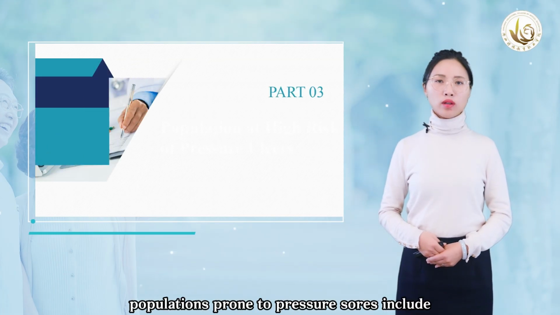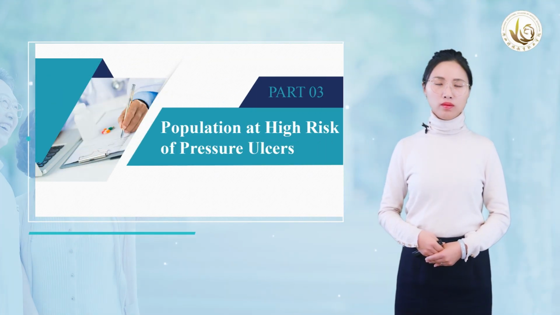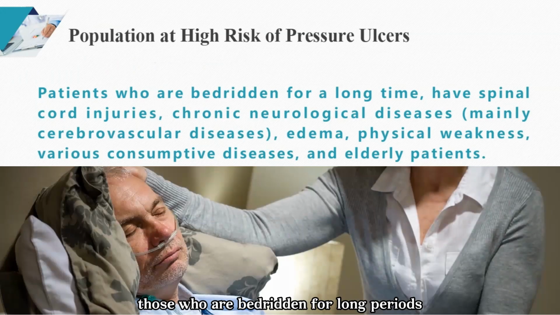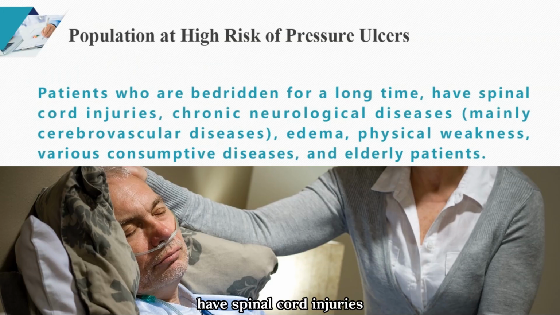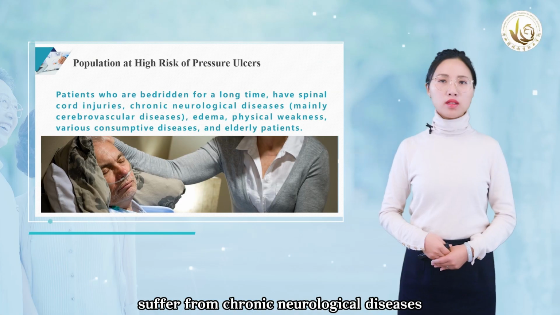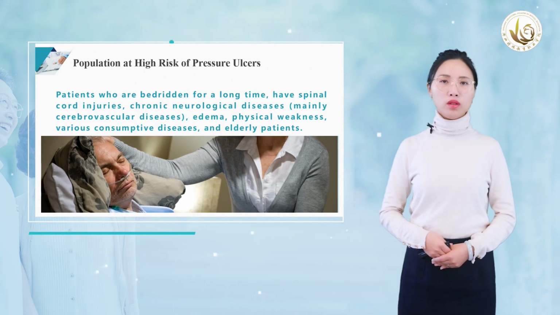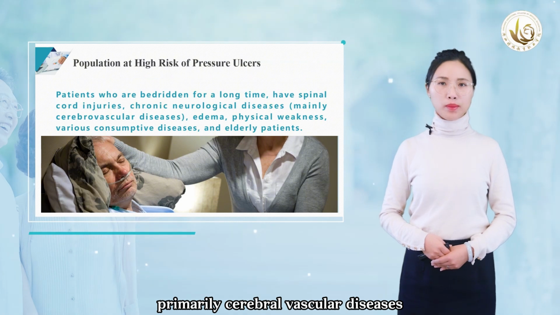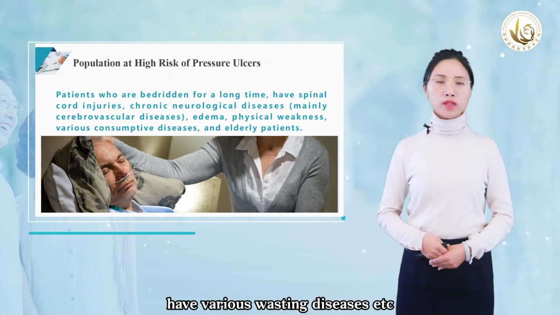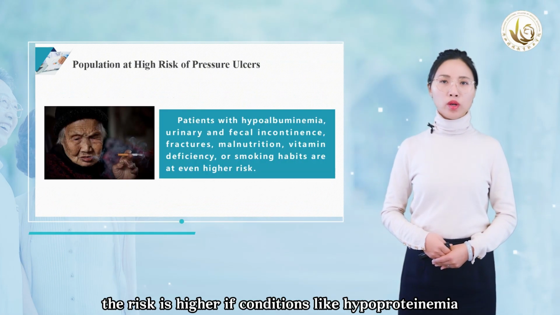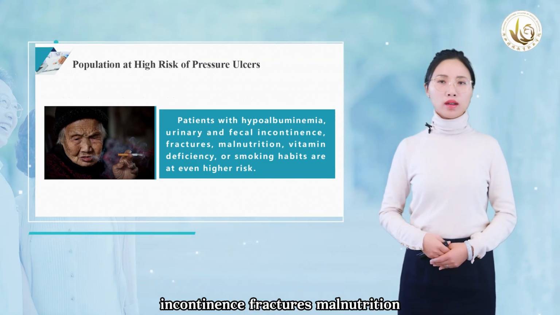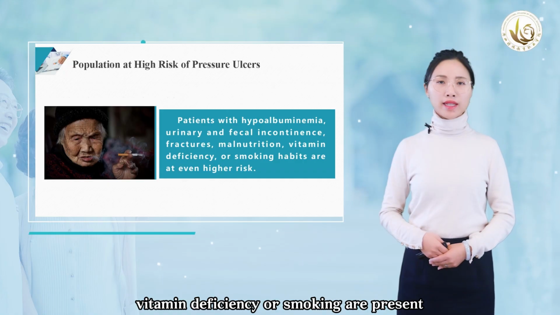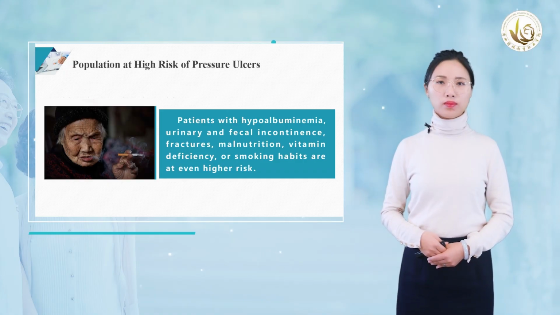3. Populations prone to pressure sores include those who are bedridden for long periods, have reduced activity, are extremely emaciated, have edema, are physically weak, have spinal cord injuries, suffer from chronic neurological diseases, primarily cerebrovascular diseases, have various wasting diseases, etc. The risk is higher if conditions like hypoproteinemia, incontinence, fractures, malnutrition, vitamin deficiency, or smoking are present.